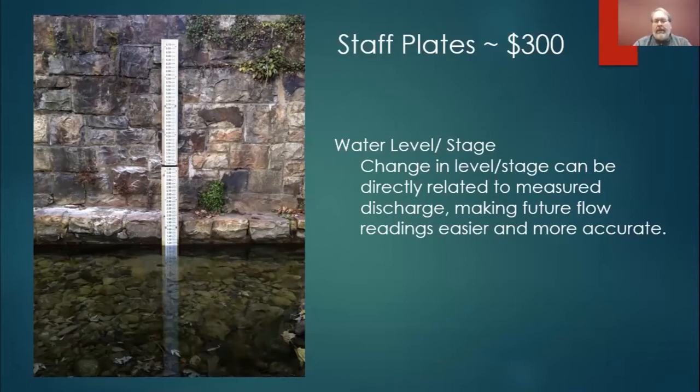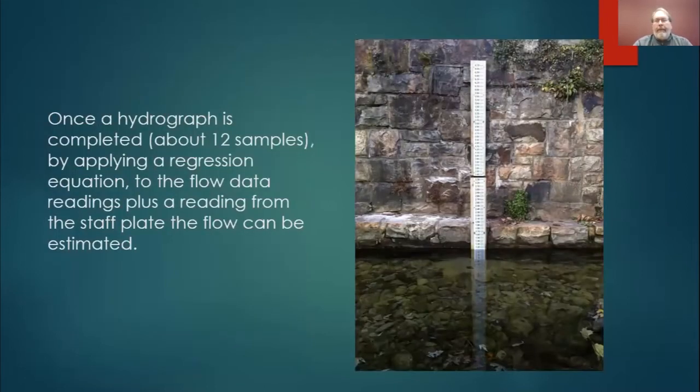The numbers on that plate are arbitrary. They don't represent anything like so many feet above sea level or anything like that. But they allow you to record, in this case, feet, the change of the water level. So using those numbers, and then using the numbers you collect with your flow meter, you get about 12 samples. You can then apply a regression equation, and you can develop a hydrograph for your site, where you would have discharge in cubic feet per second on one axis, and then you would have this height on the other axis.